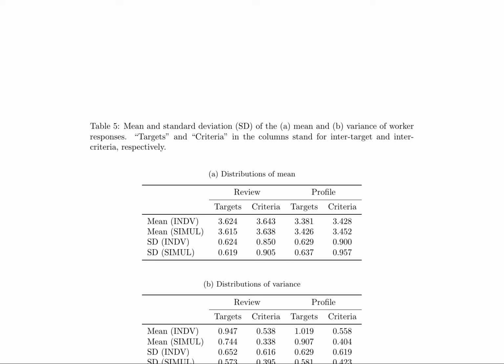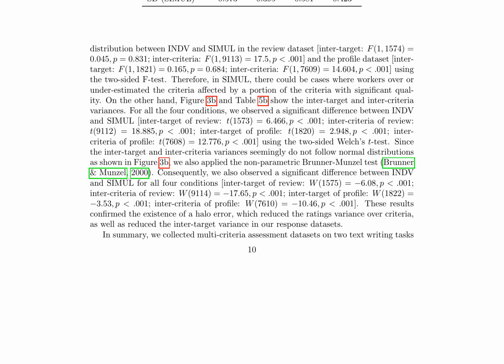The results indicate a significant difference in the distribution of means and variances between INDV and simul, suggesting that halo errors may be present in the ratings. The authors used the two-sided F-test to compare the distribution of means between the datasets and observed no significant difference for inter-target and inter-criteria conditions in both the review and profile datasets. However, they found significant differences in the distribution of variances using the two-sided Welch's t-test and the non-parametric Brunner-Munzel test.